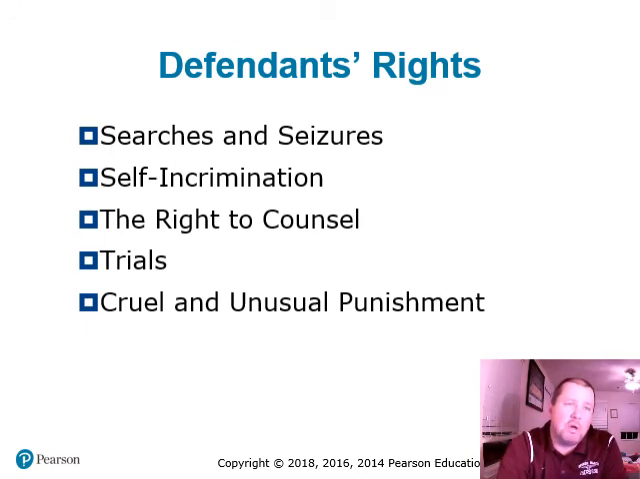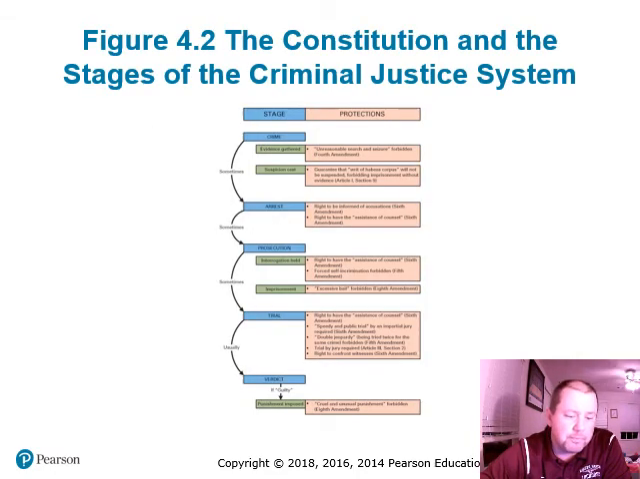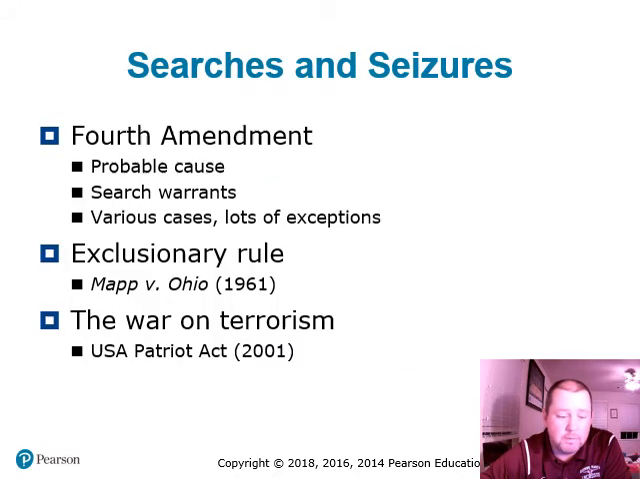Defendants' rights, these are multiple amendments, right? So the Fourth Amendment, search and seizure, Fifth Amendment, self-incrimination, Sixth Amendment, right to counsel and trial, and then Eighth Amendment's cruel and unusual punishment. I'll let you look over this on your own, but basically the judicial system, like most of our government, is not efficient. And interestingly enough, part of the Sixth Amendment is you have a right to a speedy trial, but for the most part, you don't want that right to a speedy trial.